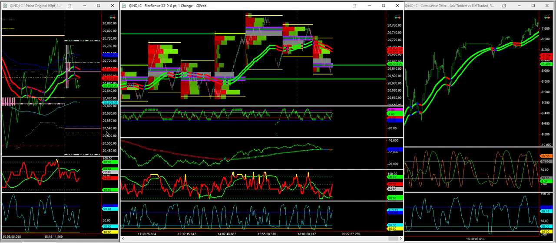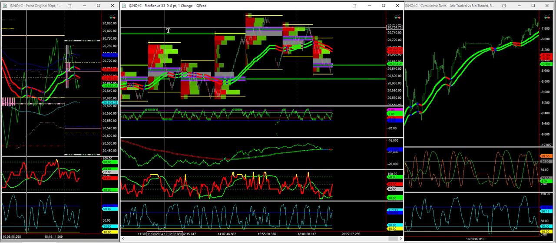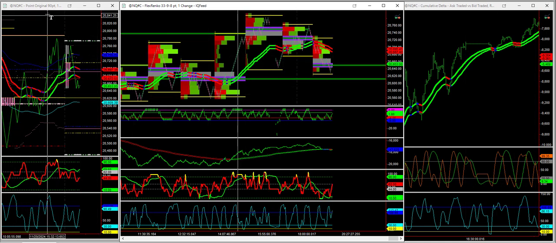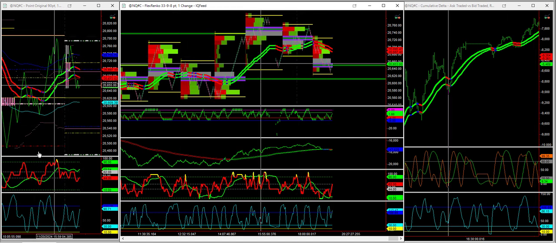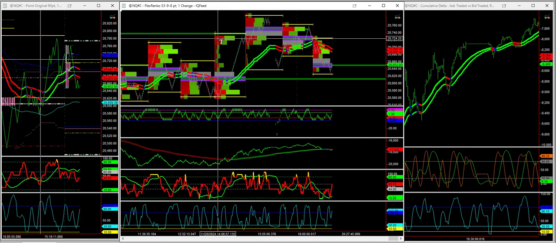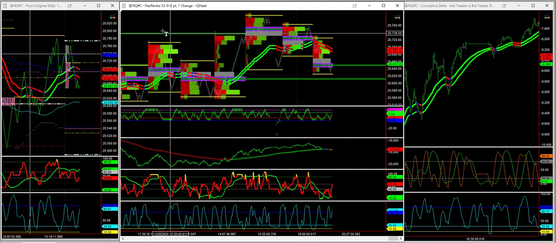We are looking at NQ charts from various data shapes, as you can see here. What we have here is an NQ chart, a 90-point chart, which is giving us bigger swing points. In the middle we have flex rank.